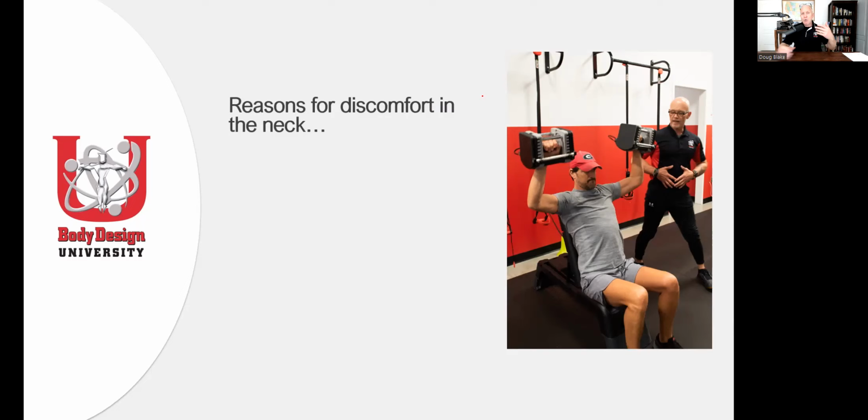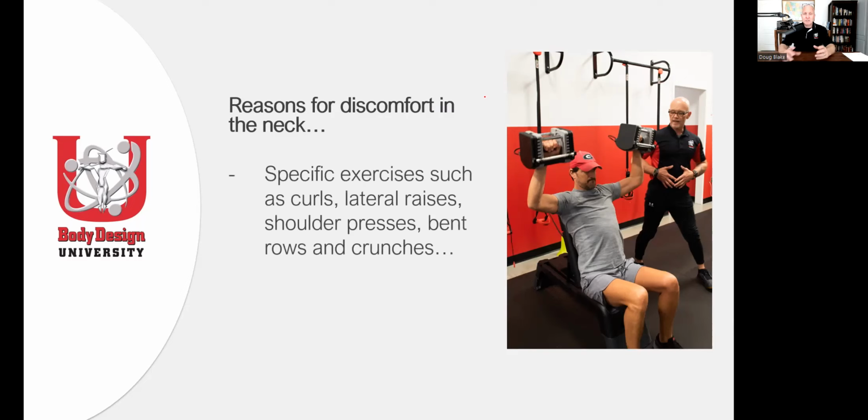But the reasons during the exercise are going to be generally related to the type of exercise, such as curls, lateral, yes, even curls, lateral raises, dumbbell presses, like shoulder presses, obviously, like you see in this picture, bent over rows, either with dumbbells, barbell, any type of rowing movement in one sense. And then, of course, crunches, and that's related to the physical pulling of the neck. And then, of course, as I said, improper biomechanics.